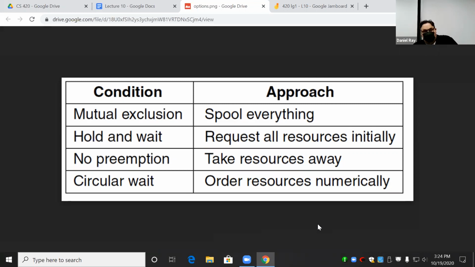You can spool access to all resources. That'll attack mutual exclusion, but that has overhead. You can make processes request all of their resources initially. Not an elegant solution. You can take resources away once they've been allocated. Also not an elegant solution. Or you can order resources numerically. Not an elegant solution.